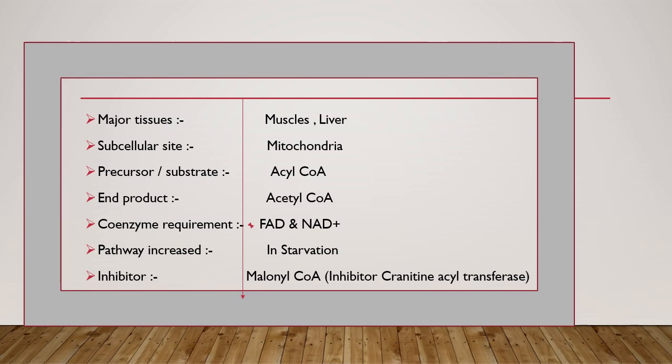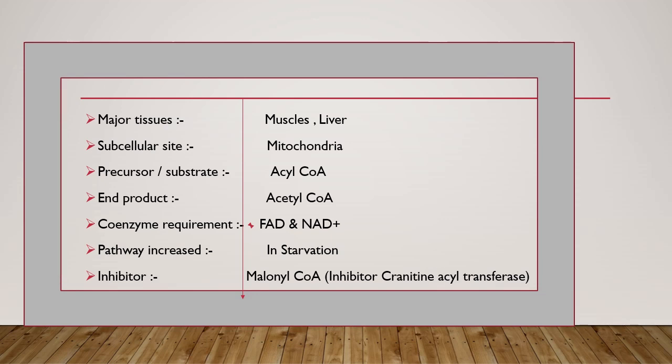This slide represents the various steps and the tissues included in lipid metabolism. The major tissues are the muscles and the liver. The subcellular site is the mitochondria. The precursor or the substrate is acyl-CoA. The end product is acetyl-CoA. The coenzyme requirement is FAD and NAD+.